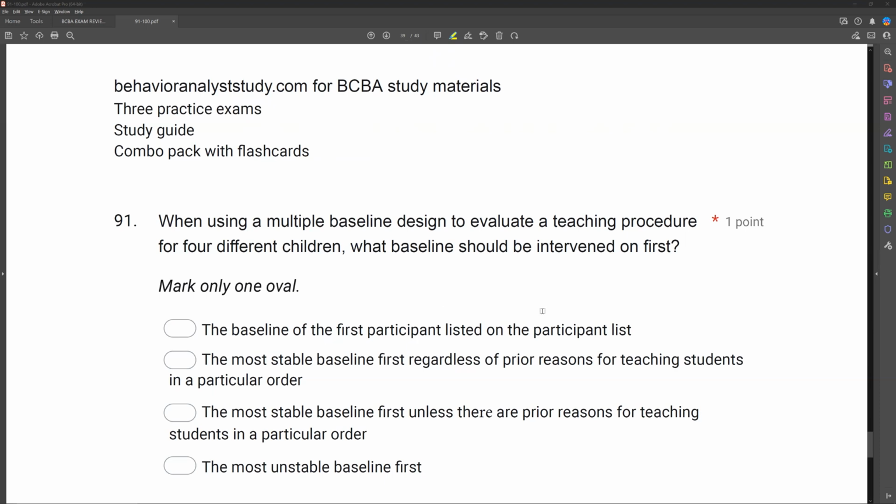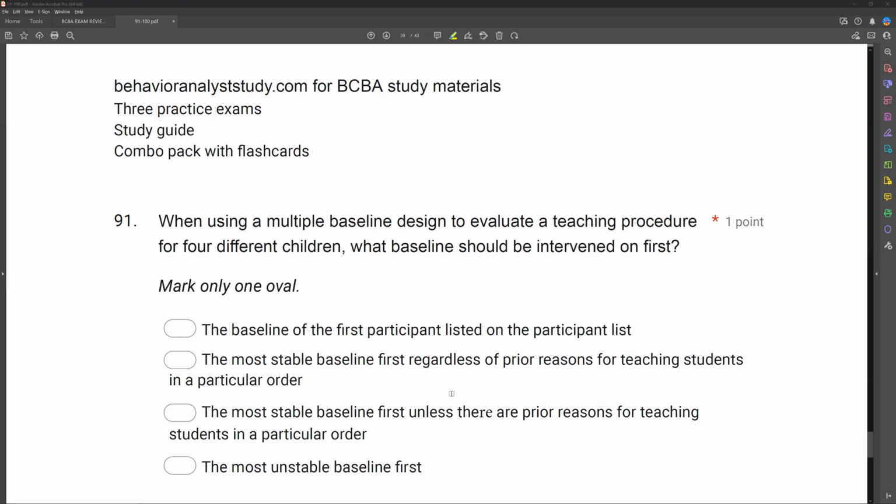A, the baseline of the first participant listed on the participant list. That is not systematic. That is just random chance. Okay. A is not a good answer. B, the most stable baseline first, regardless of prior reasons for teaching students in a particular order. All right, we're getting closer. Stable baseline is very important, right? We're looking for that steady state. We're looking for a stable baseline prior to intervention. Now, the important part here is this prior reasons for teaching students in a particular order.